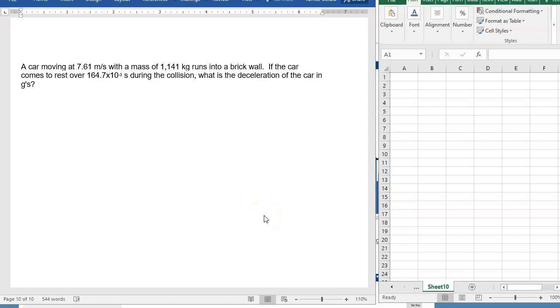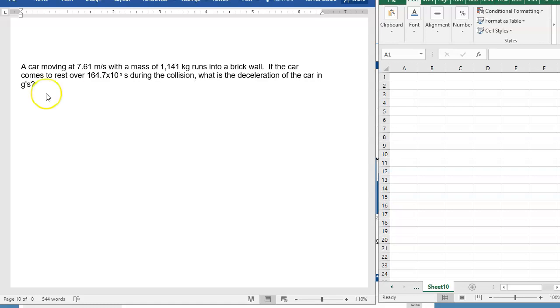In this problem, we have a car that's moving along at 7.6 meters per second. It has a mass of 1,141 kilos and it runs into a brick wall. The car comes to rest over 164.7 times 10 to the minus 3 seconds. So that's 164.7 milliseconds during the collision. That's how long it takes for it to come to rest. Question is, what is the acceleration of the car in G's?